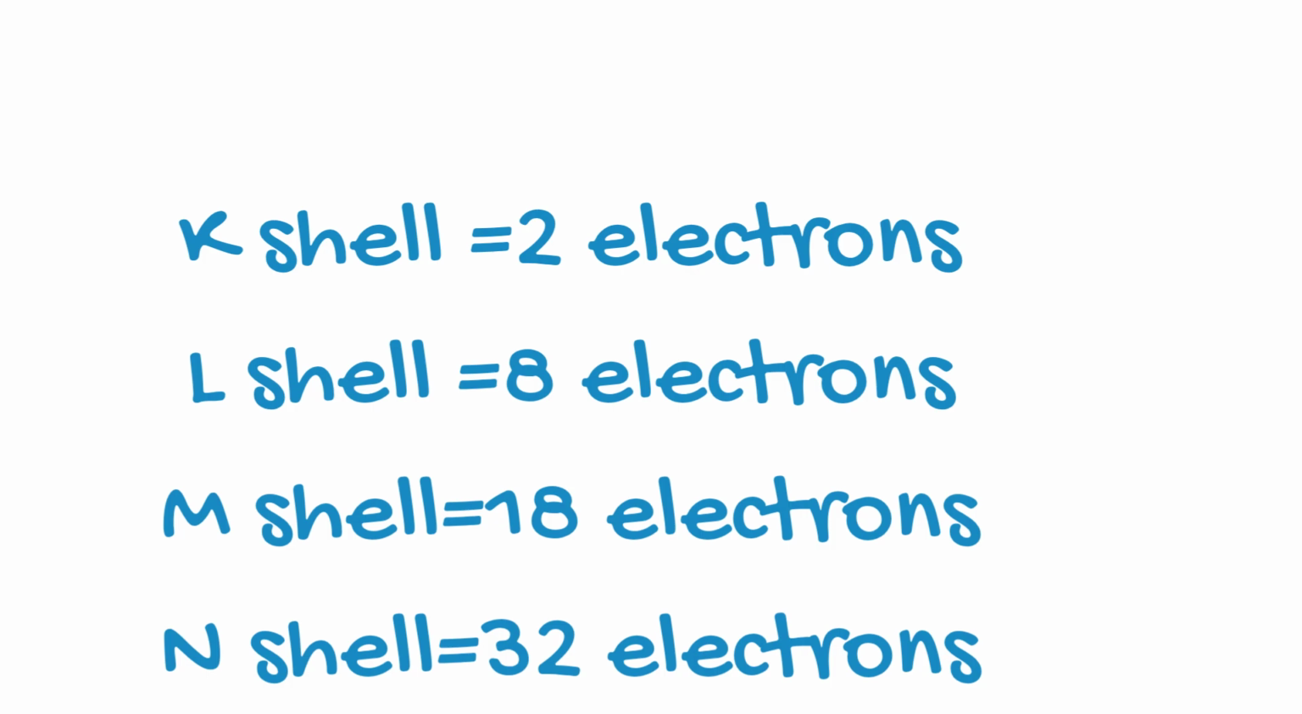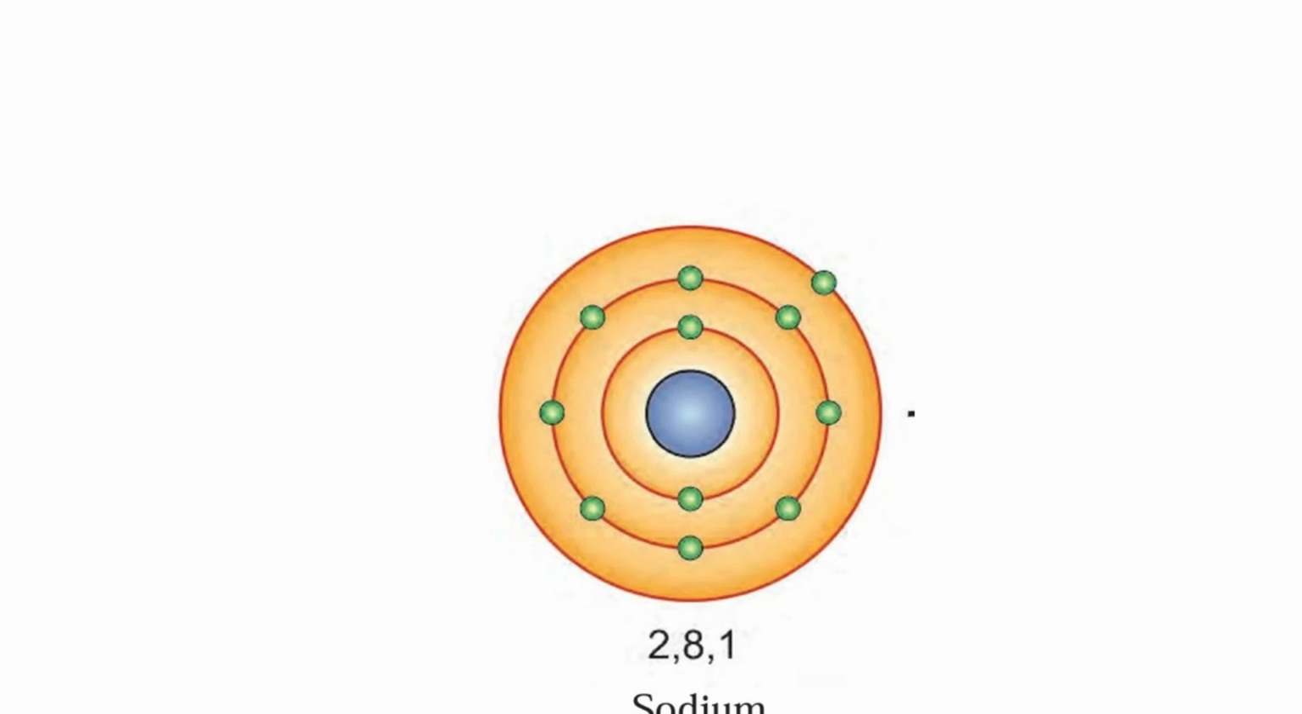M can accommodate maximum 18 electrons. K can accommodate only 2 electrons, L maximum 8 electrons, and M 18 electrons. Now consider the structure of sodium. Number of electrons present is equal to number of protons present. So we can say there will be 11 electrons.